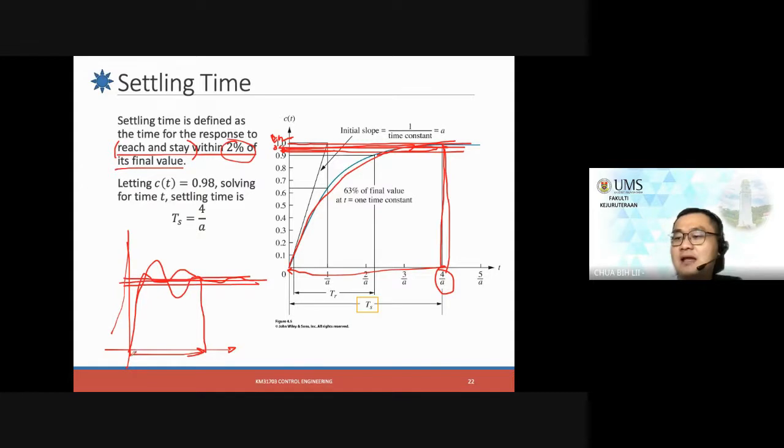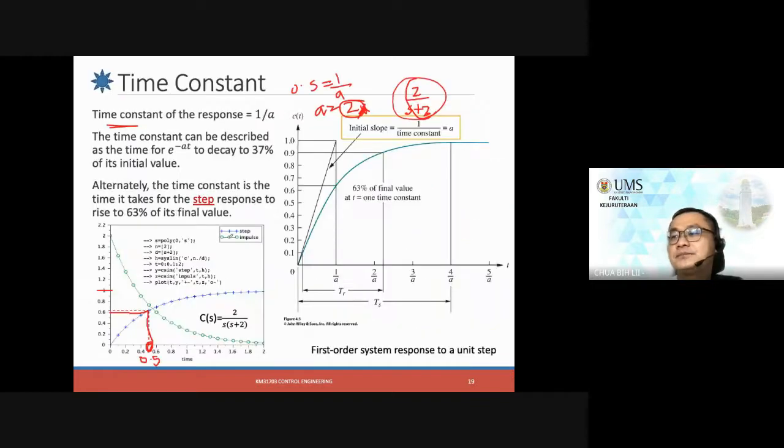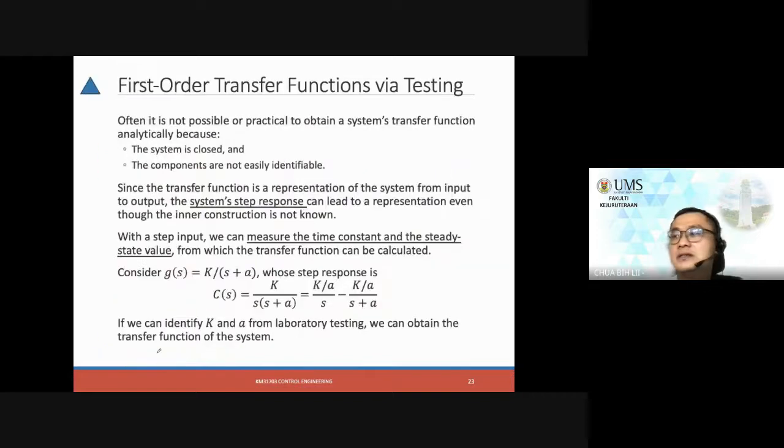This is how we define it for a system where it would always oscillate and settle down. But for a system where it will continue to grow, then they do not have any settling time, right? So for a first order system, it is quite straightforward: settling time is 4 over a, rise time is 2.2 over a, and the time constant is at 63% of the final value. I guess that is the important characteristic that you need to know.